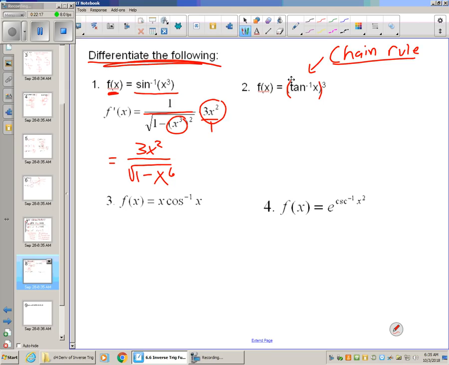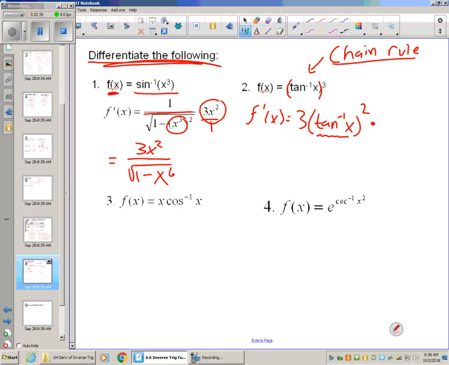Okay. Now with chain rule, remember we got to do the power function first. So bring the power down. We have for f prime of x, 3 times whatever the quantity tan inverse of x is, squared. So that's the first derivative. Okay, but then we got to multiply by the derivative of the inside.